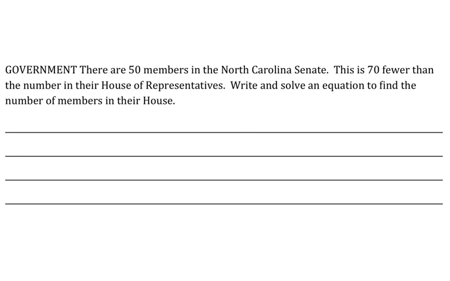Same as before, this one probably feels confusing because just of the words. There are 50 members in the North Carolina Senate. Let's actually write that down. So here's the Senate. And the strategy here is listing what we know. Well, there's 50 members in the North Carolina Senate.